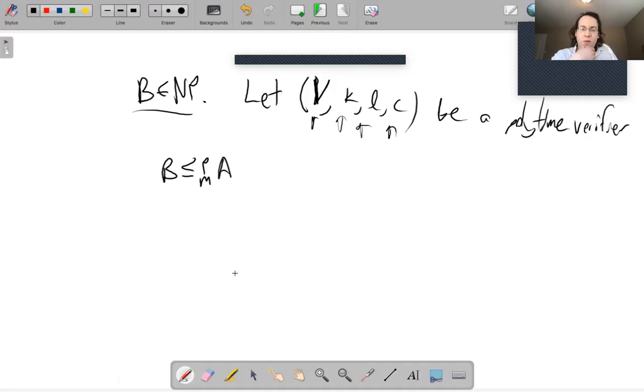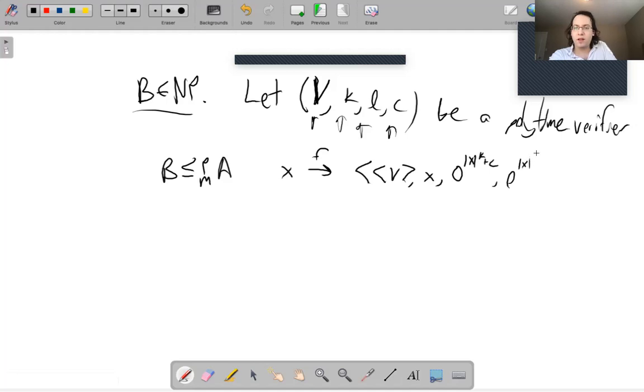Okay, and so what we'll do is, given X, we will map X with the function f to this tuple, which is V comma X comma 0 to the K, or sorry, not 0 to the K rather, but 0 to the size of X to the K plus C, and then 0 to the size of X to the L plus C. So this is what the function f will do.